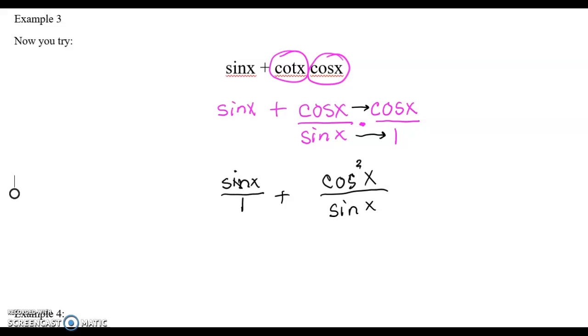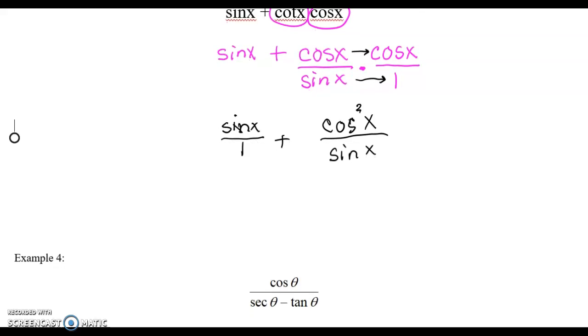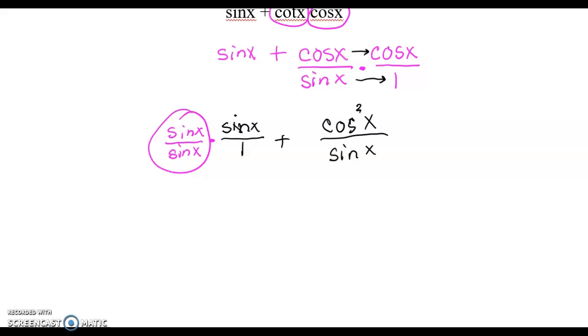and that's over 1. So remember, when we add or subtract fractions, we always want to have a common denominator. So we're going to have to get a common denominator by multiplying the first fraction by sine x over sine x, which is really multiplying by 1. So that doesn't change the value of the original fraction. That's going to give us sine squared x over sine x plus cosine squared x over sine x.